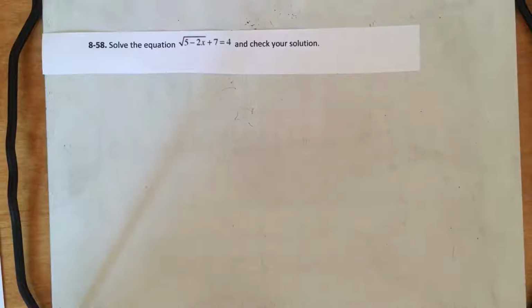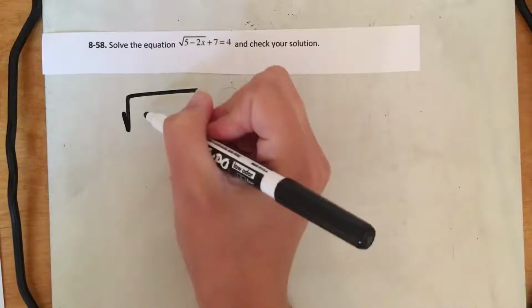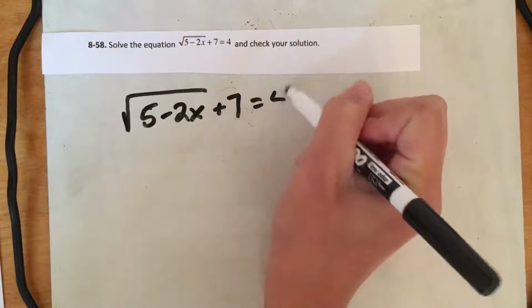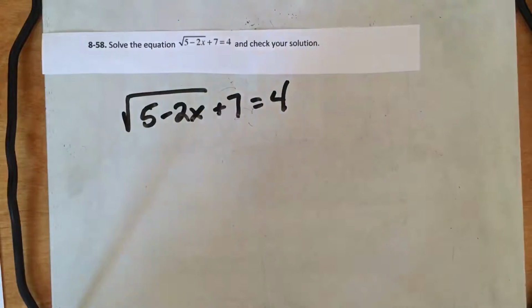This is problem 8-58. Solve the equation the square root of 5 minus 2x plus 7 equals 4, and check your solution. So we're going to solve this algebraically. I'm just going to rewrite this problem down here. Make sure when you copy it, you don't put that 7 underneath the square root sign.